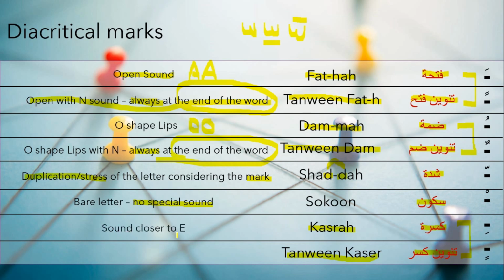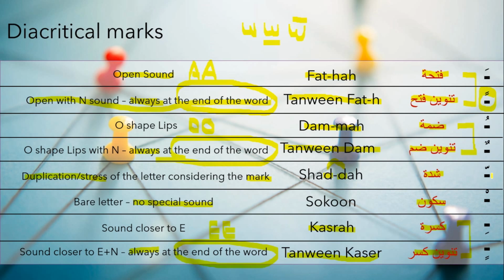So sukun is the bare letter, no special sounds there. Yani, when you are talking about ra, for example, you're saying ra, and that's it, as if we're not using any other effects on the letter itself. Like in our previous lecture when we learned the Arabic alphabets, we did not use any of these diacritical marks. This is the sukun. Kasra is closer to the E sound, and the tanween kasr always comes at the end of the word.